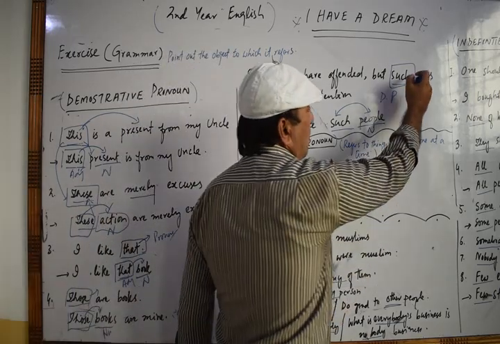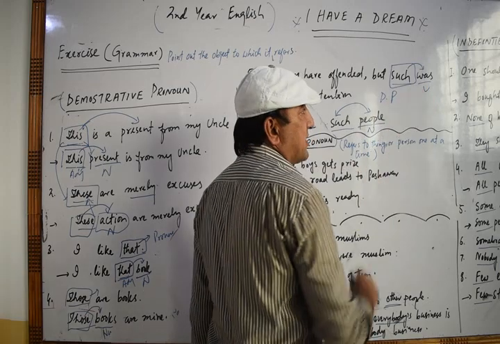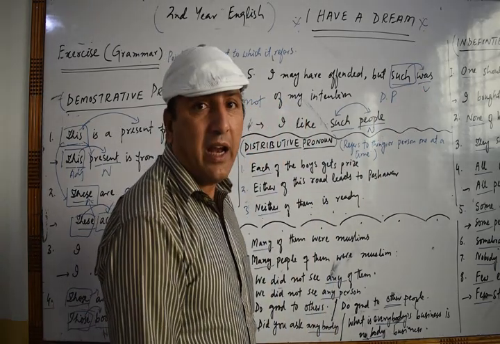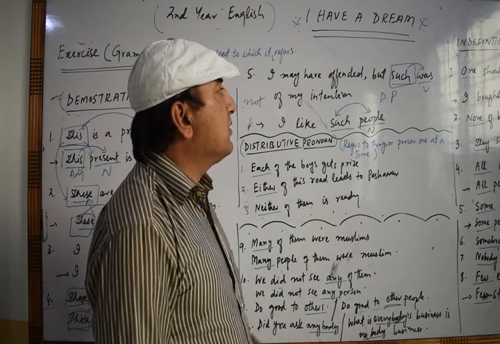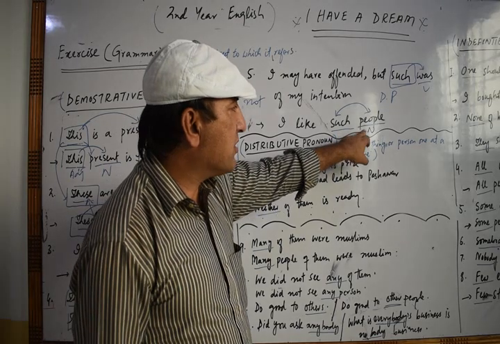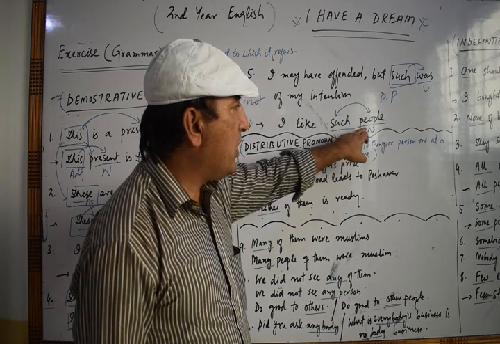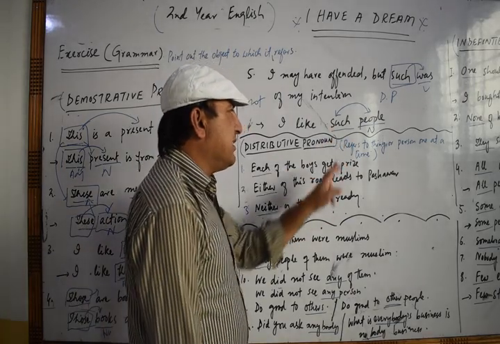And in this one we don't have any noun over here. You see, was is a verb, not a noun. So such is working alone and it has replaced a noun or it points out a noun. So this is a demonstrative pronoun and this one is a demonstrative adjective because quite close to this such we have a noun, people. So this such is working as an adjective.